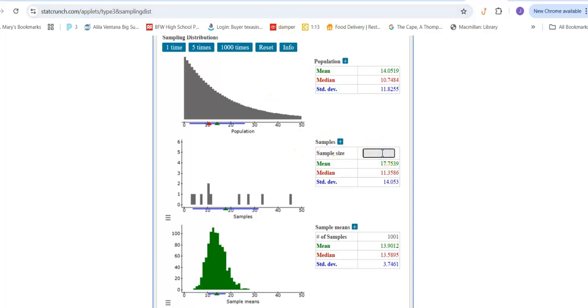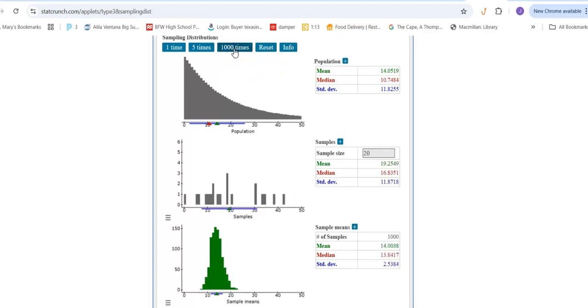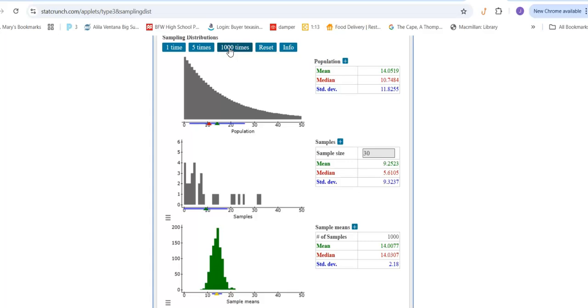Let's go 20 and do 1,000. Again, still a touch skewed to the right, but it's looking much more symmetric. Let's try 30. This is going to be interesting, I think. By the way, I'm just doing more. It's starting to look almost normal. So if I kept going, in theory, it should look more and more approximately normal. So somewhat symmetric and approximately normal when I take thousands and thousands of samples.